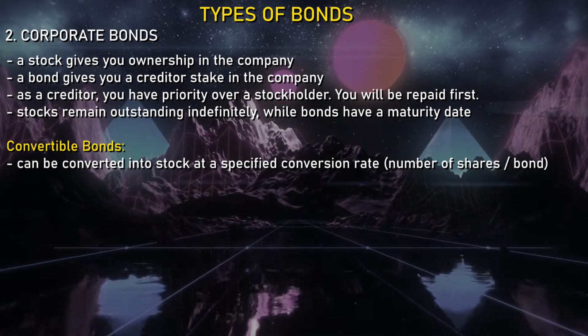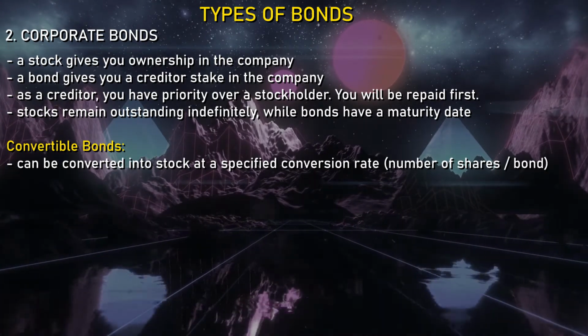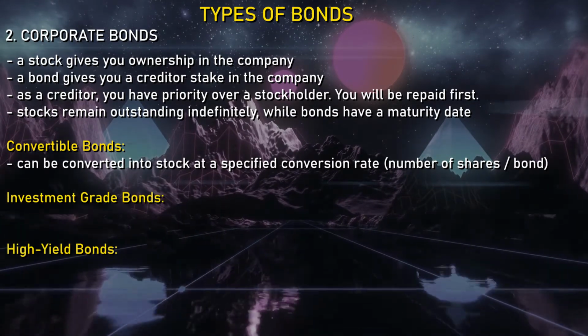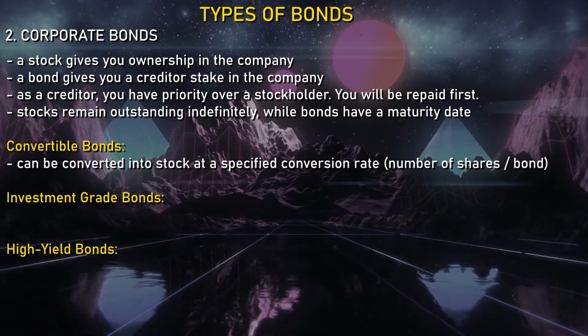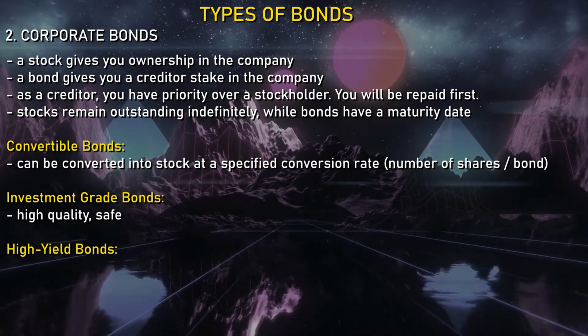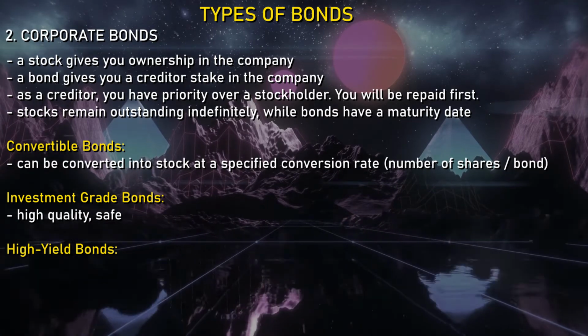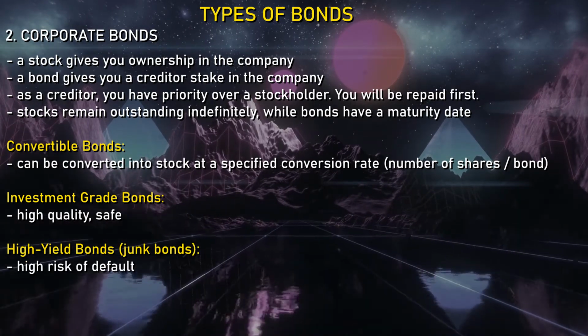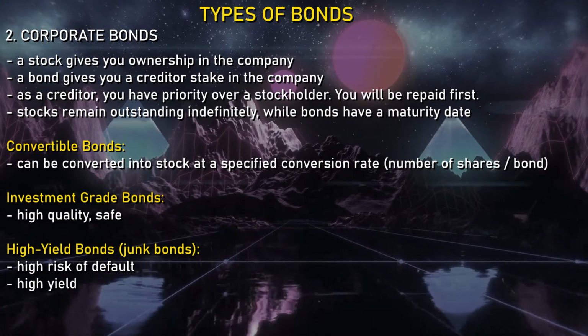When it comes to corporate bonds, it's important to mention that they can be classified into investment-grade bonds and high-yield bonds. Investment-grade bonds are high quality, and usually they are pretty safe. High-yield bonds are also known as junk bonds. These are bonds that have a high risk of default, but they compensate that risk with higher yields.